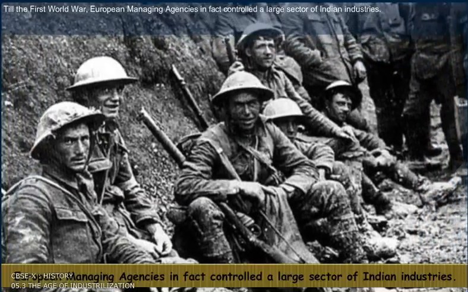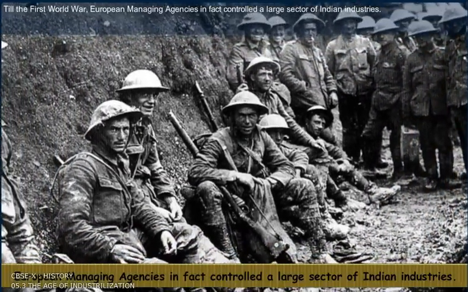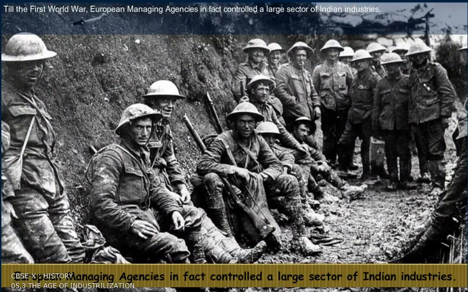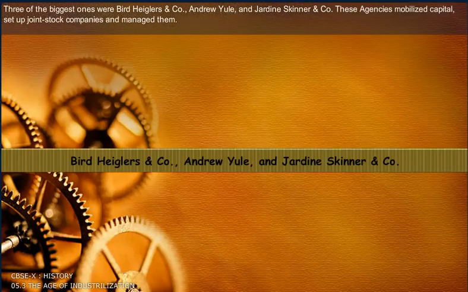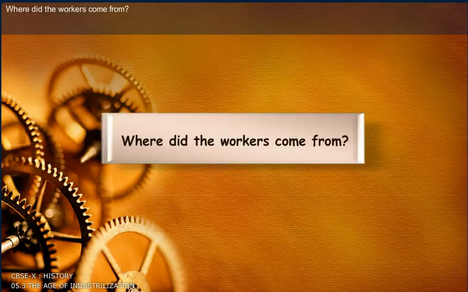Till the First World War, European managing agencies, in fact, controlled a large sector of Indian industries. 3 of the biggest ones were Bird Heilgers and Company, Andrew Yule, and Jardine Skinner and Company. These agencies mobilized capital, set up joint stock companies and managed them.